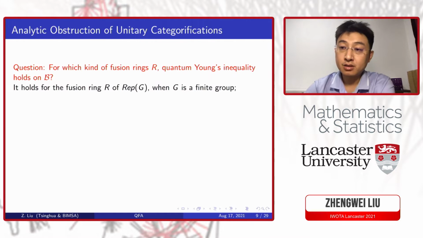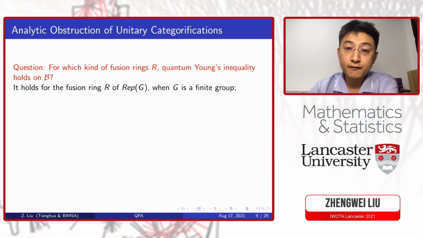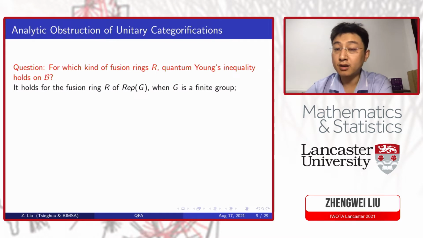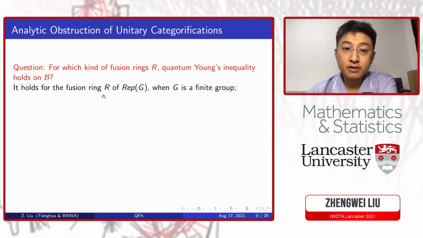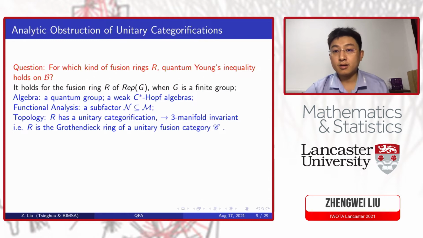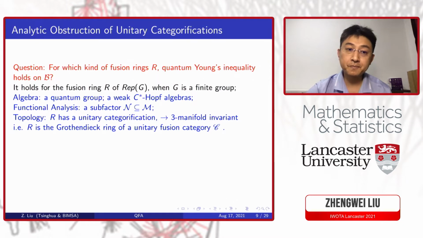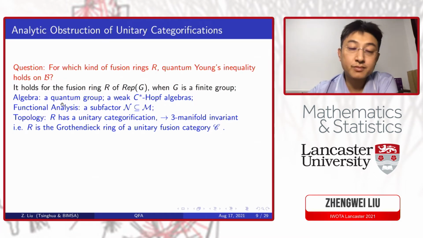So then we can ask this question: for which kind of fusion ring does this Young inequality hold on B? At least we know that if the fusion ring comes from the representation of a group, then it's true. But in general, it's not true. So the very important thing is the following. If we just generalize the group on the algebraic level, then it's not enough. We need one additional quantum condition. For example, if the group is a quantum group, then this is true.